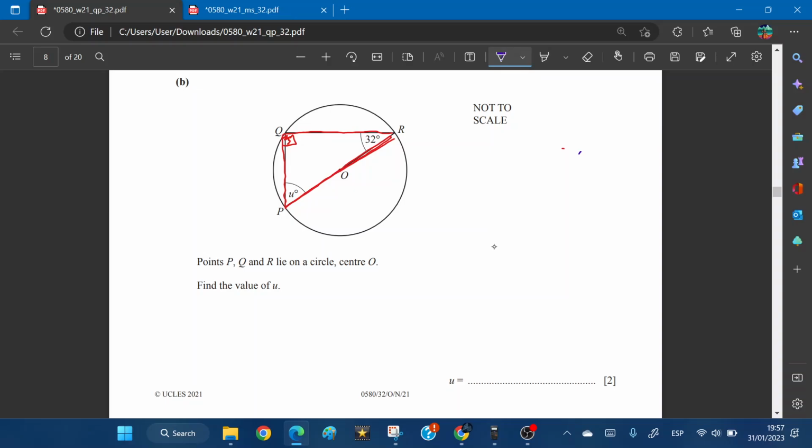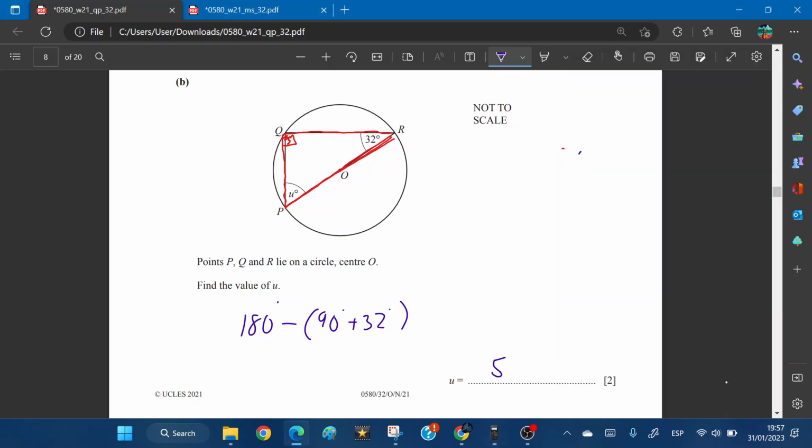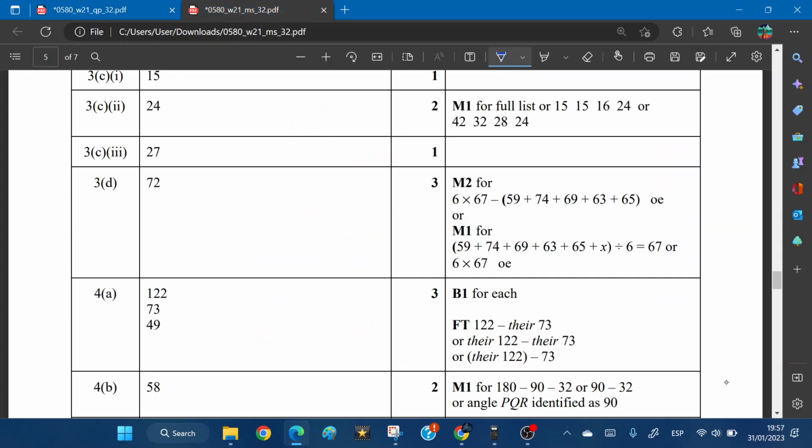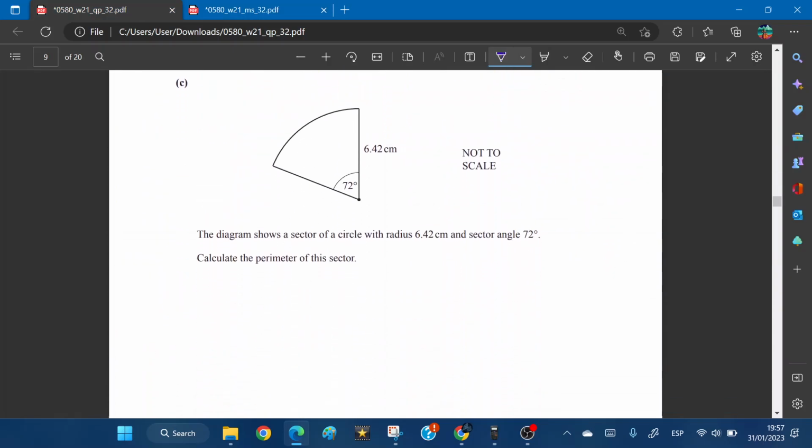Alright, so again, triangle, 180 minus, well, now we've got the 90 degree angle, and we've got the 32. Let's see if I can get it right this time. So 180 minus bracket 90 and 32, bam, 58. 58, thank goodness. I'm still qualified to do this job. Right.